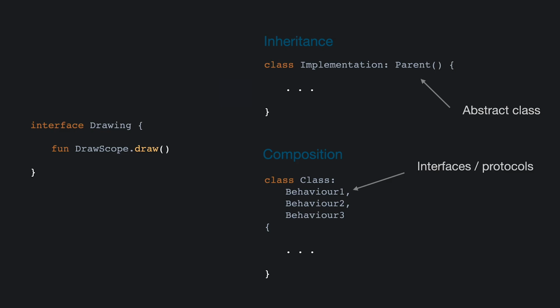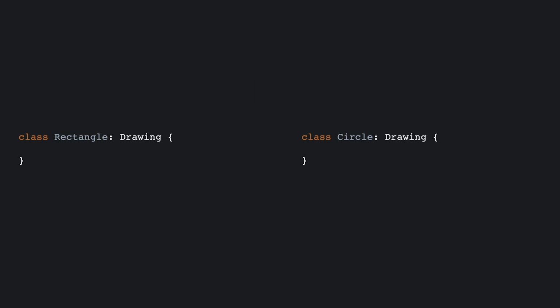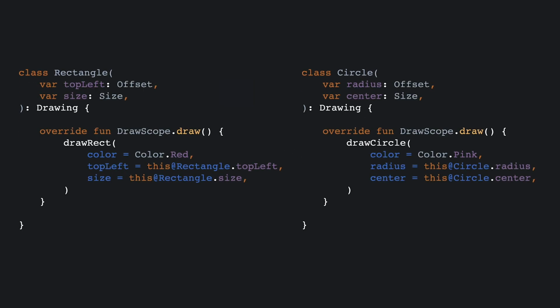Now let's jump into the implementation of our classes. So we are going to implement the rectangle and circle drawings. For the rectangle, we will have a top left and the size. Then we can simply draw a rectangle. For the circle, we will have a radius and the center, and we will draw a circle with those coordinates.